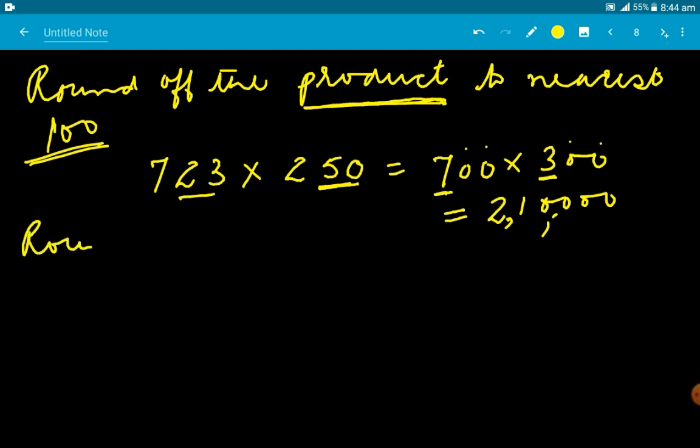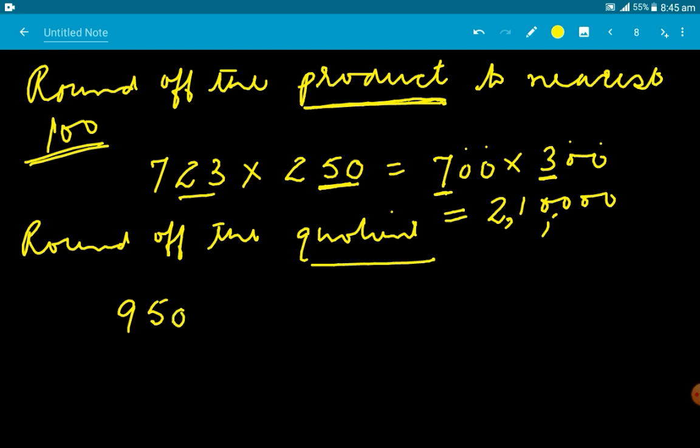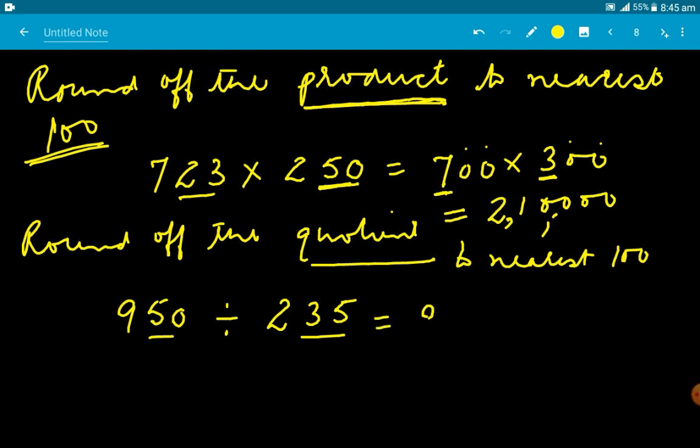Now round off the quotient. Okay, suppose I have taken 950 divided by 235. Round off the quotient to the nearest 100. So 100 again. Yes, tell me. It will become 900 and it will become 200. So first of all, it means 900 divided by 200.